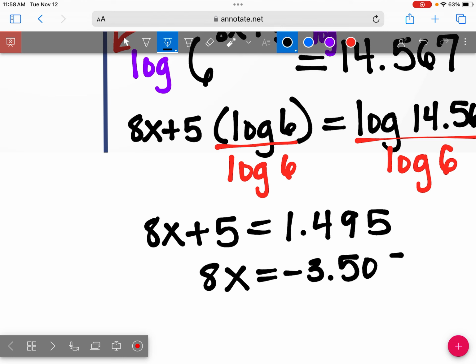And then the last step to get rid of the 8. How would you get rid of the 8? Divide by 8. So that was kind of a hard one though. Like this one had a lot of steps in there. That's where we're trying to get to.